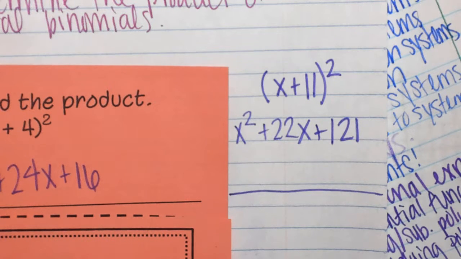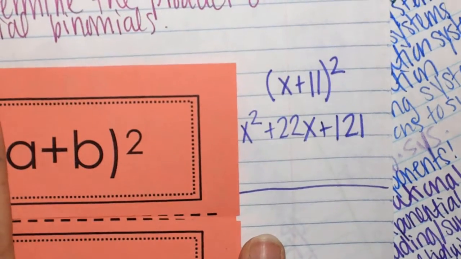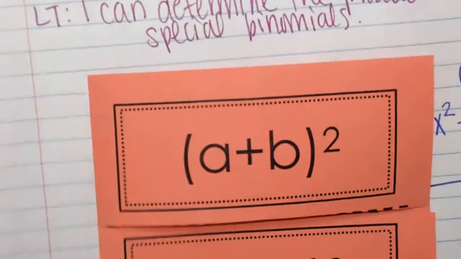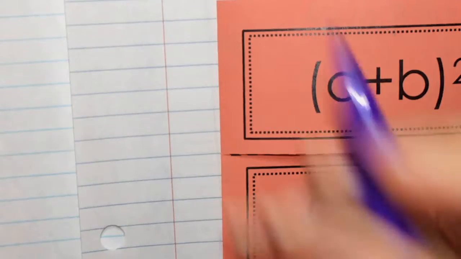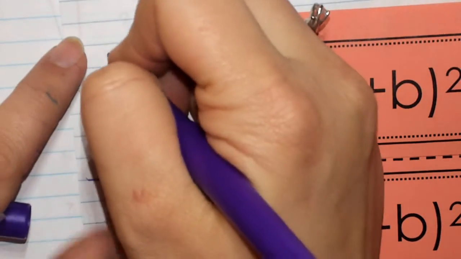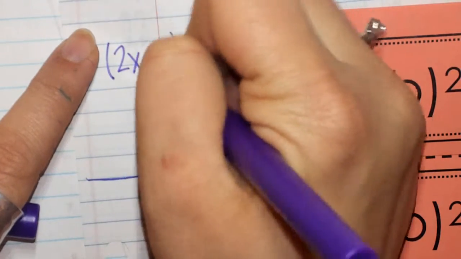Alright, are you ready to try one without me? Okay. Kobe, were you done copying? Is that a yes or a no? Okay. Alright, so this guy, I want you to try 2x plus 5, quantity squared.